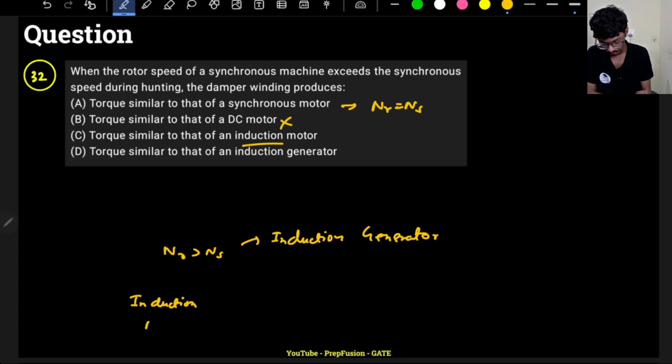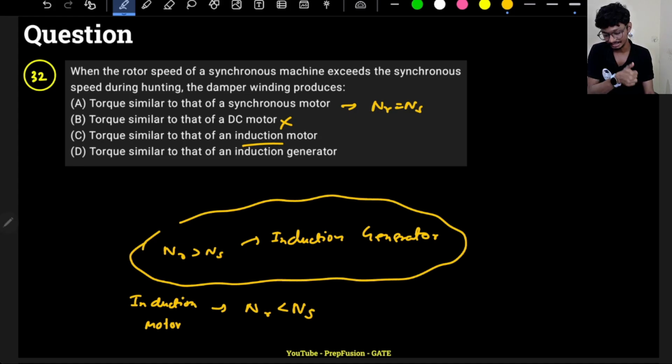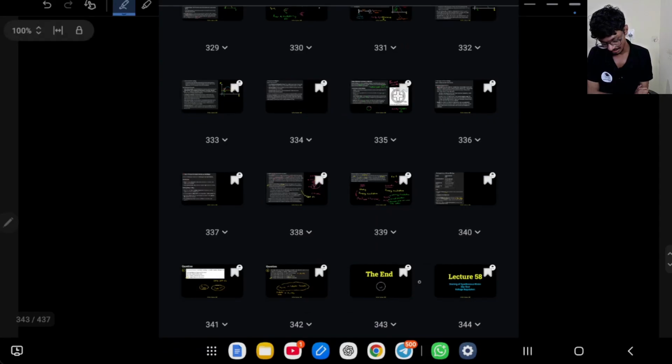The torque produced in an induction motor is the kind of torque that happens when Nr is less than Ns, where the rotor follows the stator. In an induction generator, Nr is greater than Ns. This kind of torque is known as torque similar to an induction generator. When my rotor speed is higher than stator speed, it behaves as an induction generator, so the torque produced will also be like an induction generator. So option D will be the correct answer to this question. These are a few theoretical questions that have generally been asked on hunting.